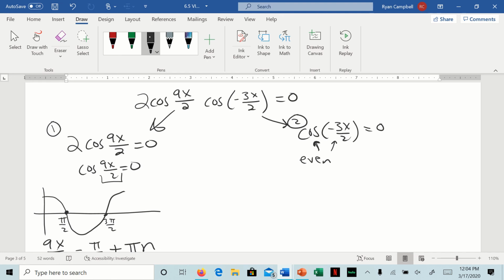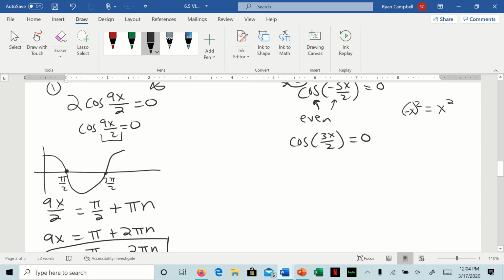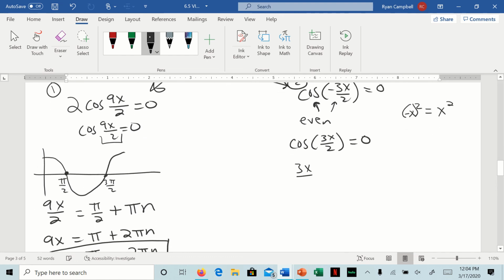For even functions, the cosine just gets rid of the negative, right? It's like it was never even there. Remember, if you have negative x squared, what's that the same as? Just x squared, right? It gets rid of it. Cool. So we can also do 3x over 2 equals pi over 2 plus pi n. And remember, we already figured that out from the last problem and from just this problem earlier.